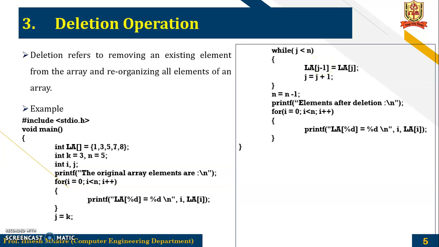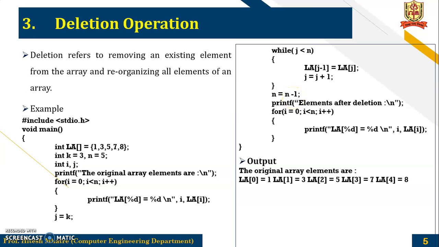While inserting, we increased the size, that is +1. Here we will be decreasing the size. So a of j minus 1 equal to a of j means, considering this location, that is 2, instead of 2 the value of 3 will be placed here, and instead of the value of 3, the value of 4 will be placed here. So here we can see shifting, then reducing the size, n equal to n minus 1. Initially it was 5, so this will become 4.